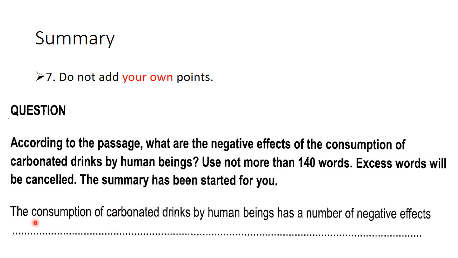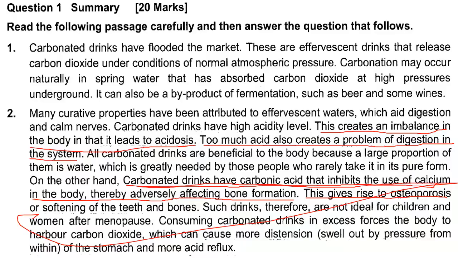So they have started the summary for us. The consumption of carbonated drinks by human beings has a number of negative effects. So we have to continue it from here. Okay. So we're going to go through the passage and identify the points together. Don't forget, we are looking for negative effects of consuming carbonated drinks. To consume is like to drink carbonated drinks by human beings, not dogs, not cows. And if there's a point that talks about dogs and cows, we don't have to include it. Okay, so that's the question.